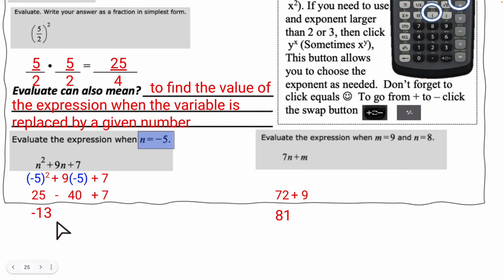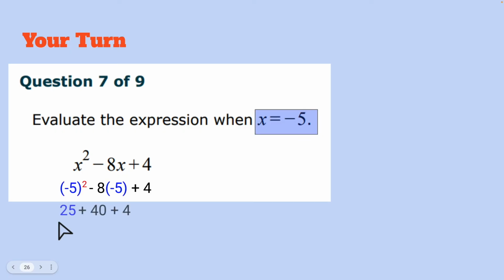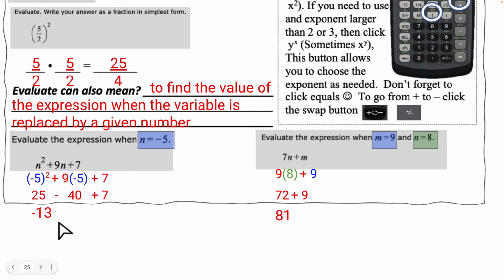You can see over on this other one, what is going on? I did not fully animate this one, so I'll have to fix this one for class. So you get to already see this. I'll just talk through it. So we're going to evaluate the expression when m equals 9 and n equals 8. We'll go back a little bit. So 7 times n plus m. We don't have any exponents on this one, but we do have two different variables. So I just need to make sure that I plug them in correctly.